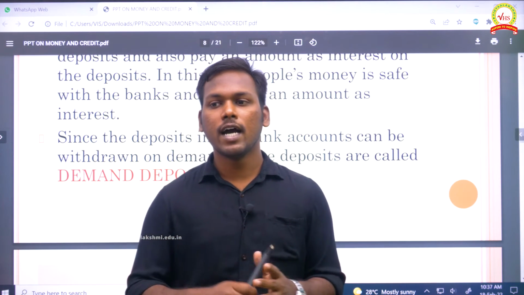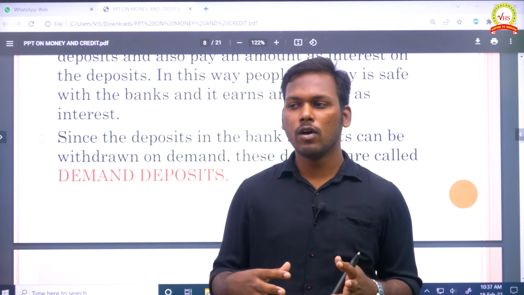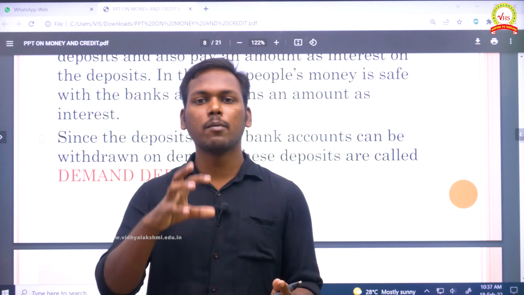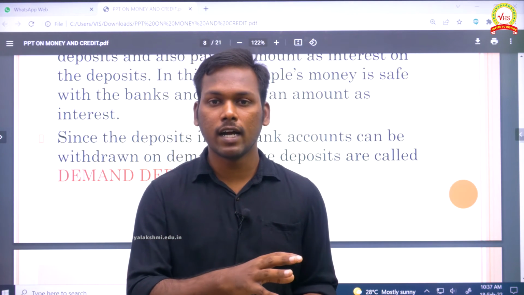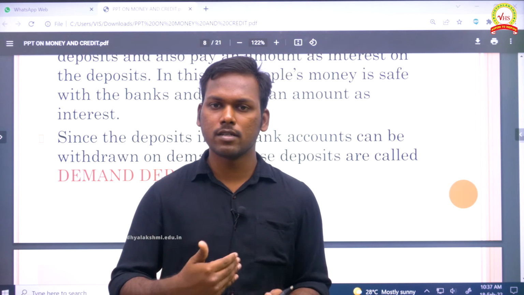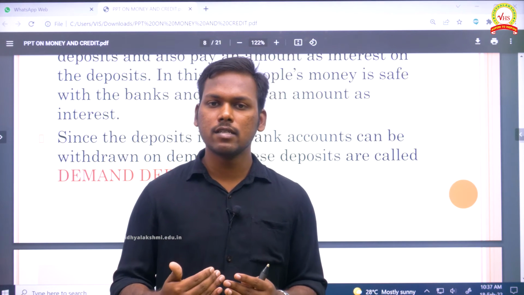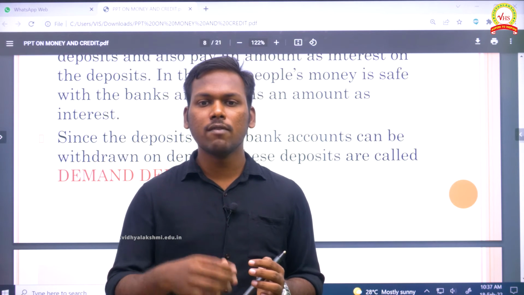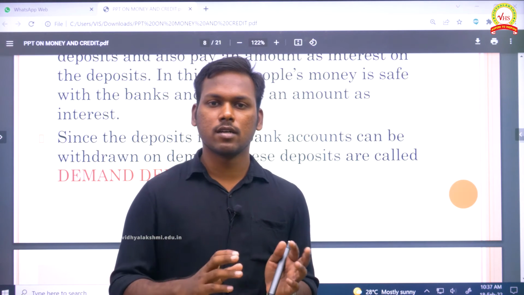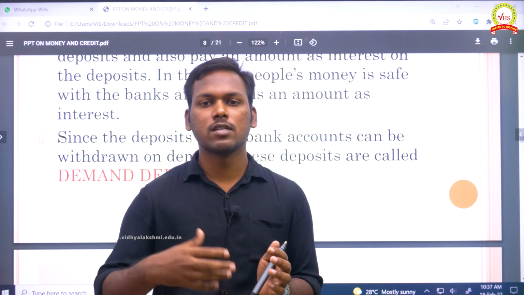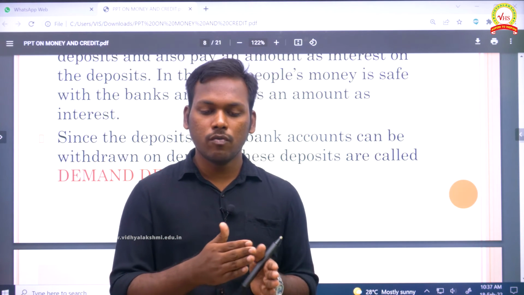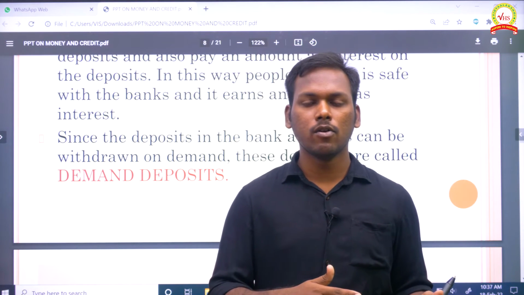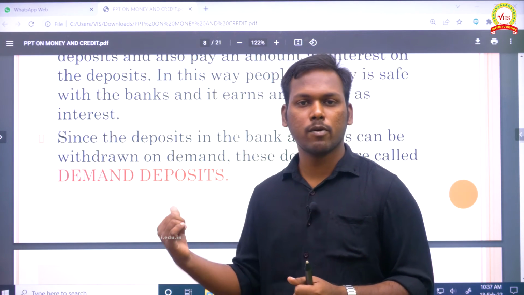For example, I have got some 2 lakhs, and I'm scared about my neighbors or somebody. I'm going to deposit that amount in my bank account. The bank will definitely pay me some amount as interest. When I am depositing, they will give some schemes: for 2 years this much amount will be given when you withdraw it, for 3 years another amount. This is called demand deposit.